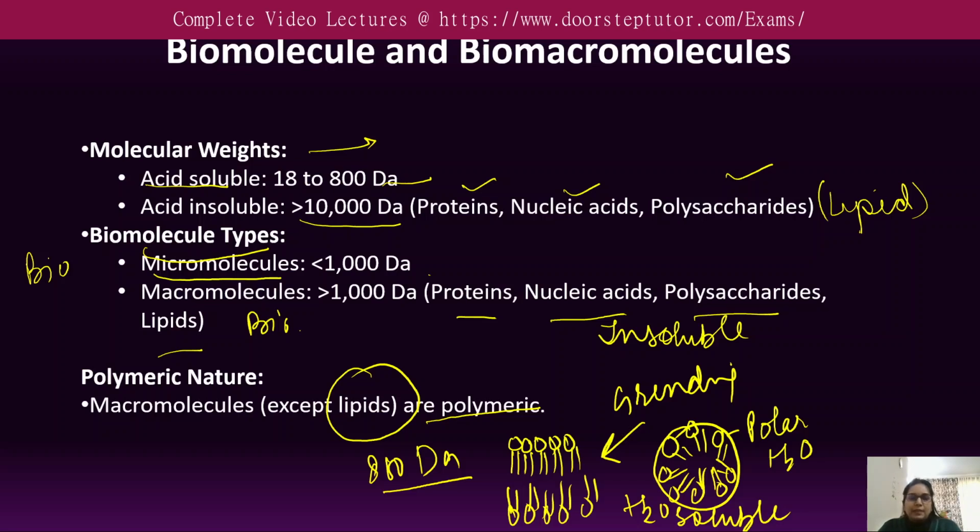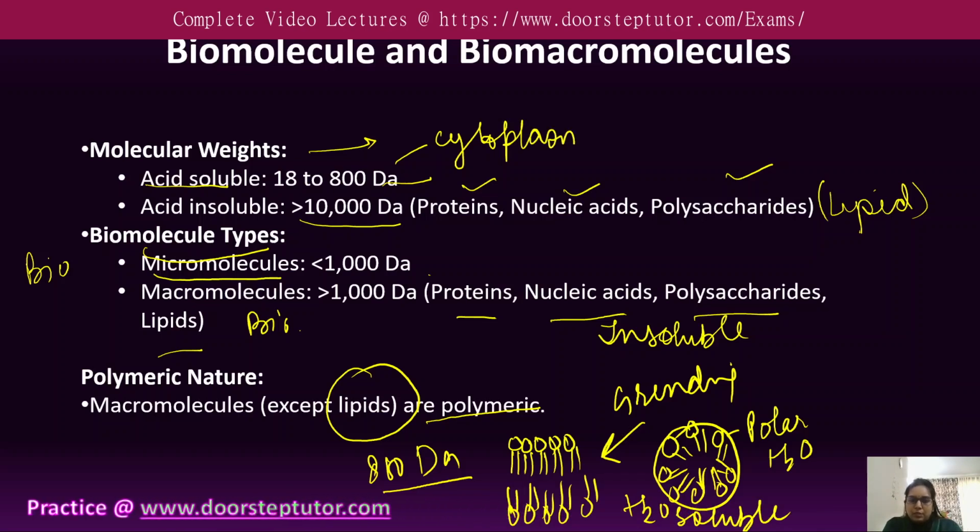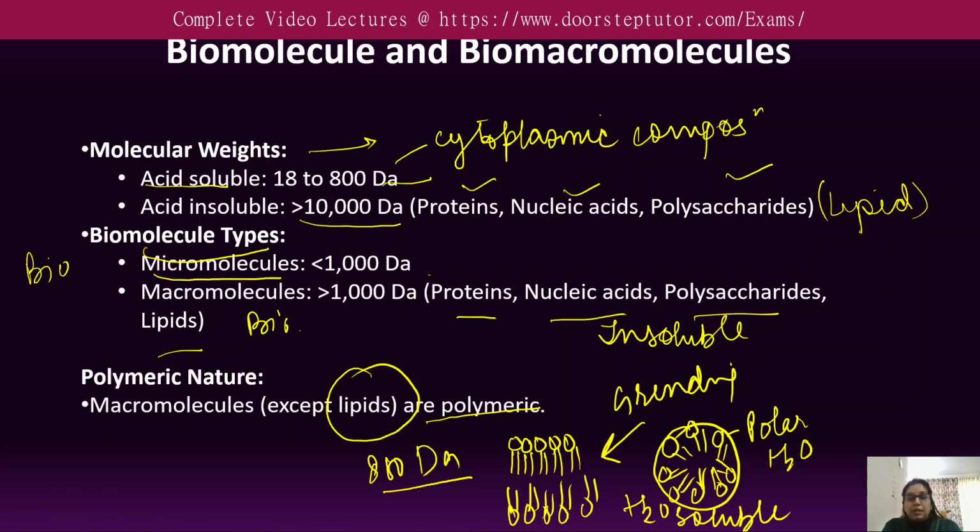The composition of the acid soluble pool basically represents the cytoplasmic composition. The macromolecules from the cytoplasm and the organelles become the acid insoluble. So the acid soluble plus the acid insoluble fractions together represent the complete chemical composition of living tissues or organisms. And water is the most abundant chemical in the living organism.